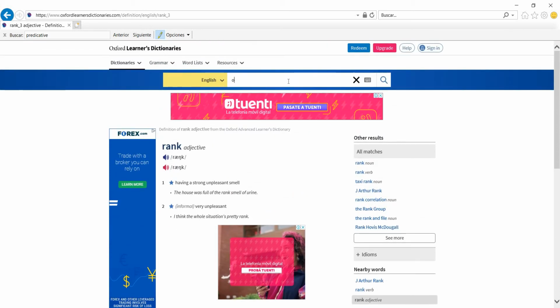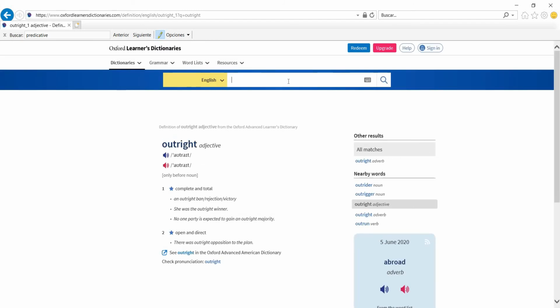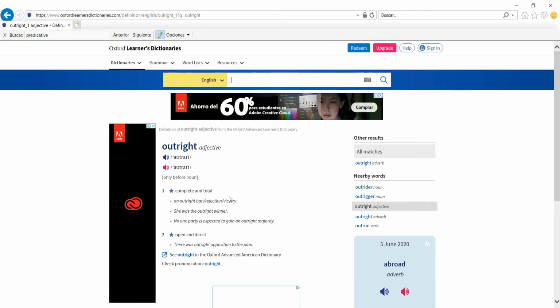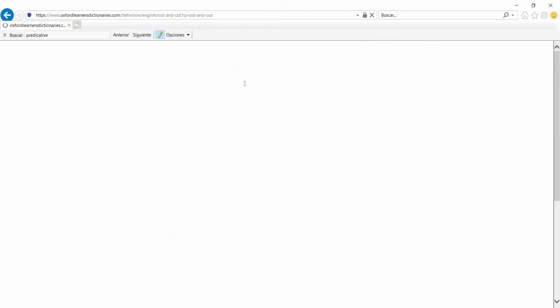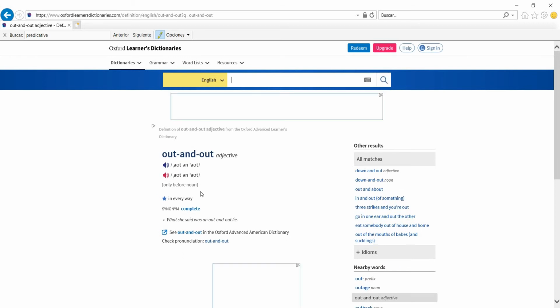Let's have a look at outright, right? Like an outright lie or outright dishonesty, right? An outright winner, an outright ban, rejection, victory, right? All these are emphasizers. So outright, yes, outright. There's also out and out, right? Like an out and out liar or an out and out fool, very much so, right? In every way, an out and out lie.